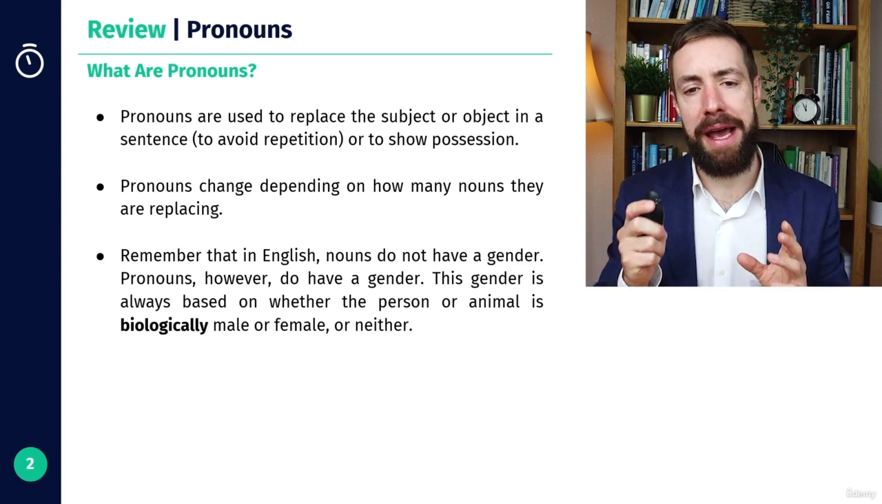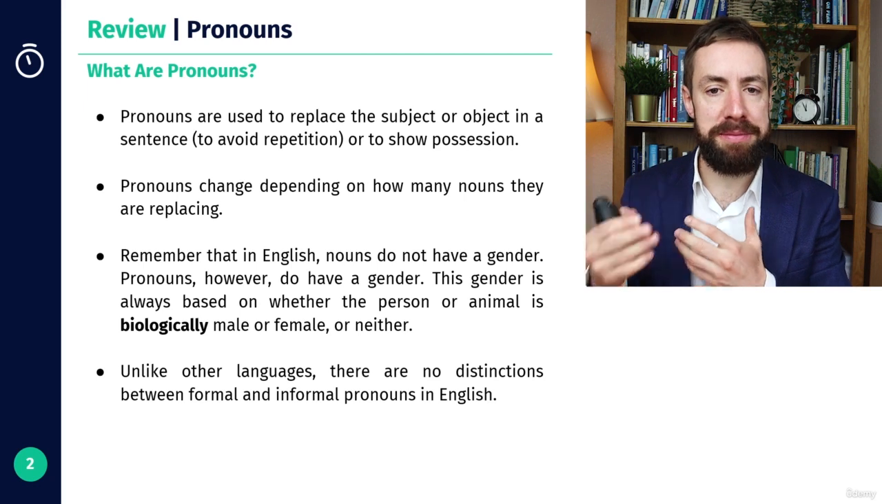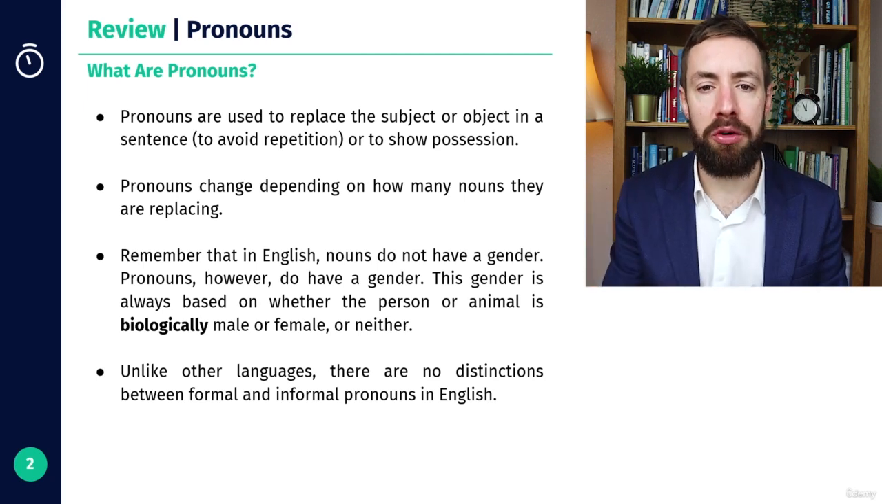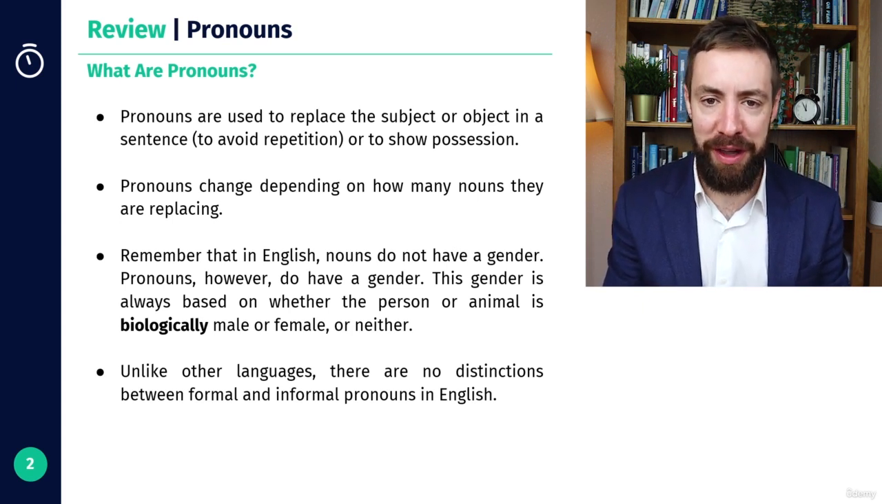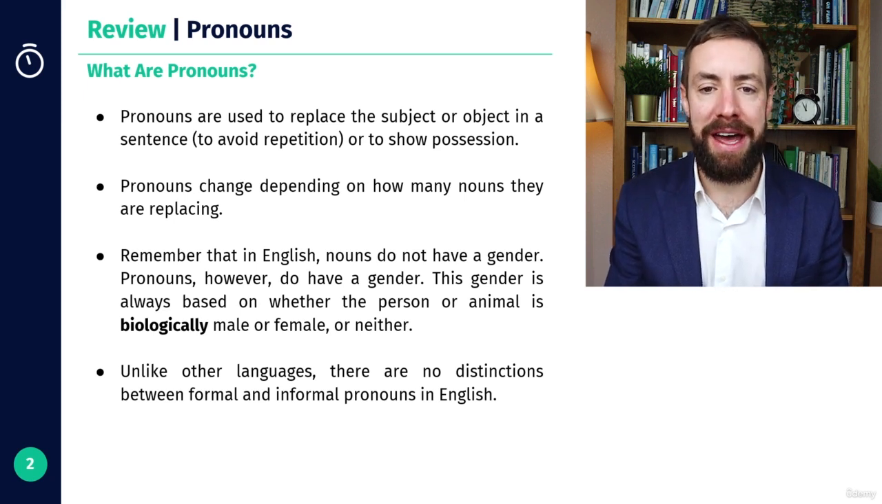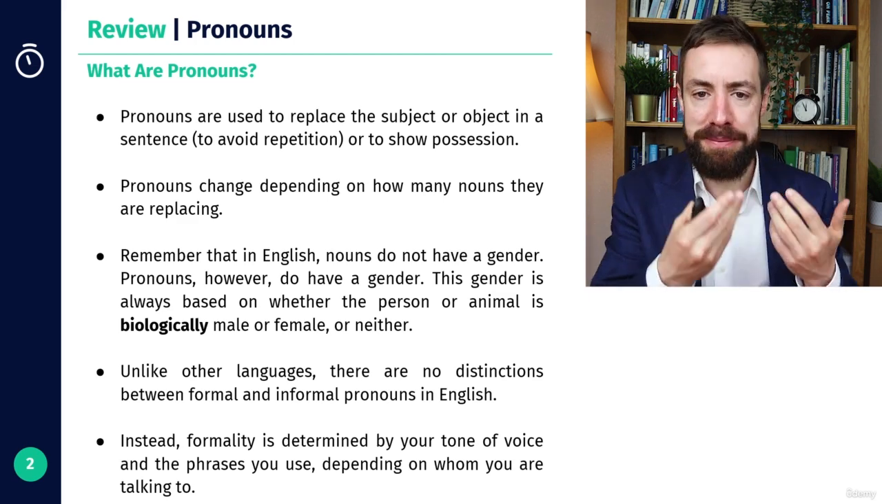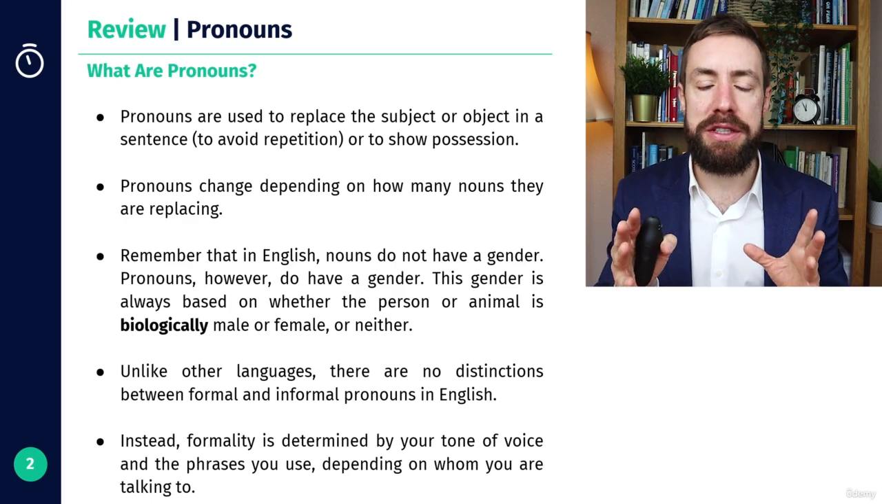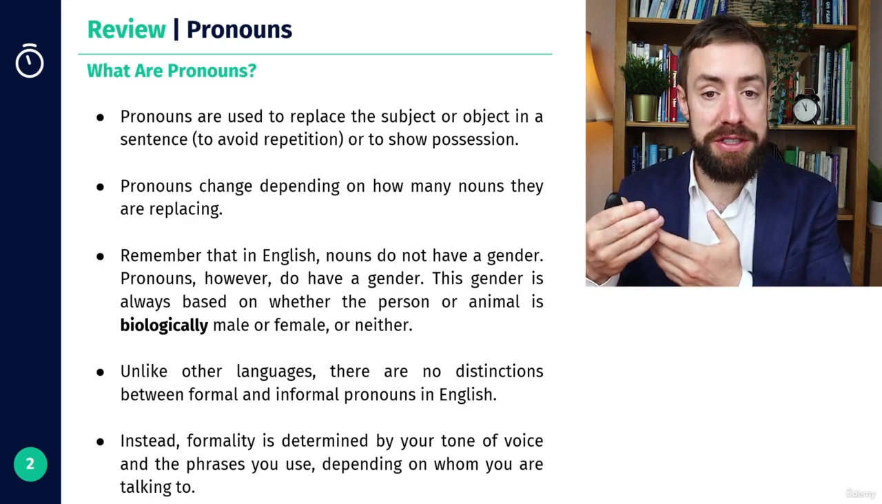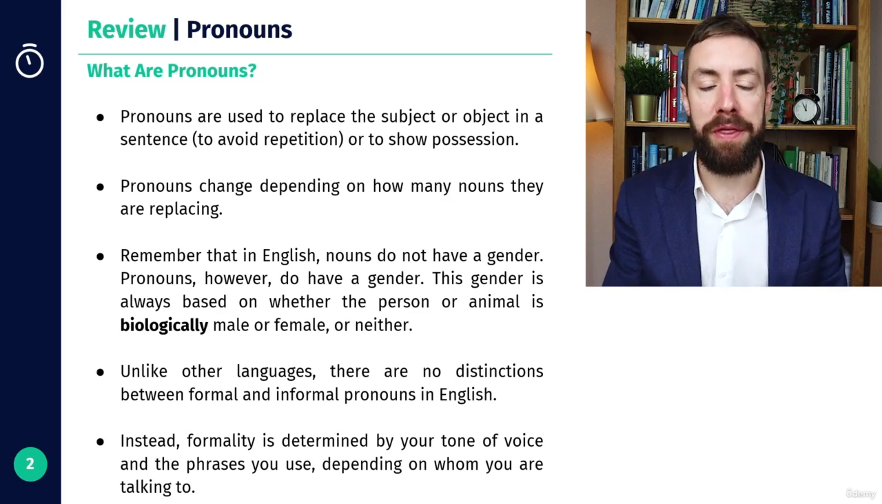And of course, in some languages, pronouns can be formal. Like, for example, in Spanish, you say usted, and that's more formal than saying tú. But in English, we don't have that. So don't worry about if in your language some pronouns are more formal than others. In English, we don't have that. Instead, you show respect to someone with the other words that you choose and your tone of voice and maybe the topics that you're talking about, but not with the pronouns.